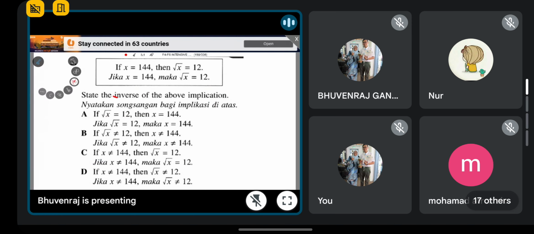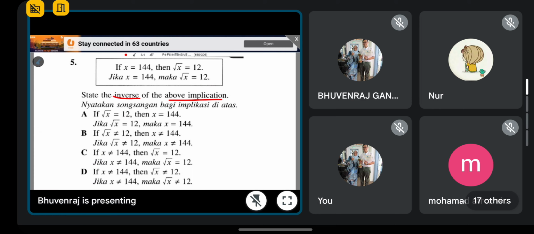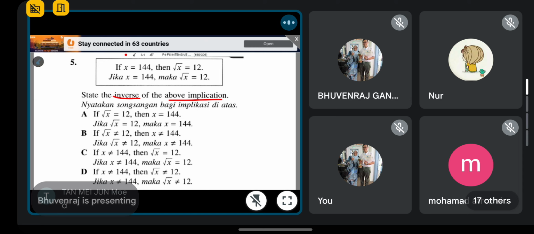Okay, this one. Inverse, yang ni. This one careful guys, slowly, because boleh cuai kat sini. Because there are a lot of combinations here. Okay, some more. Remember, implication and inverse always pair together. Pernyataan dan songsangan adalah satu gabungan, a pair.